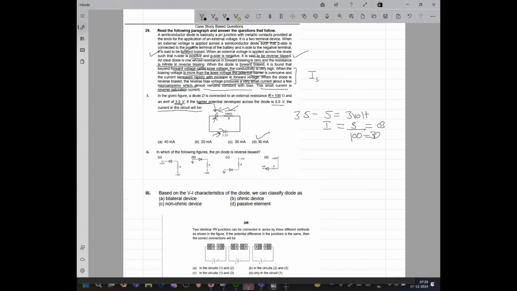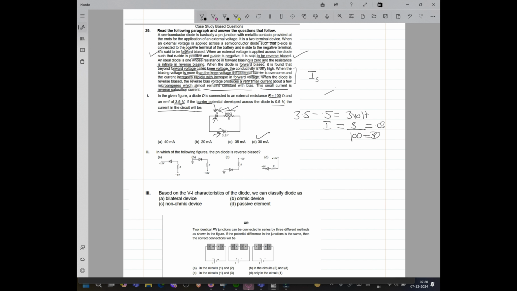So essentially, the barrier potential is opposite to the 3.5 volt. It is like saying that you have this potential, which is the battery potential, which is external, right? Which is used to bias the diode. But the barrier potential acts in an opposite manner when you compare it, okay? Let's move to the next question.